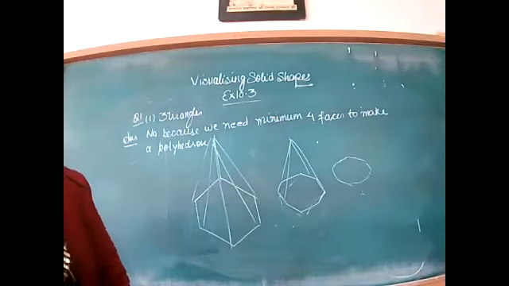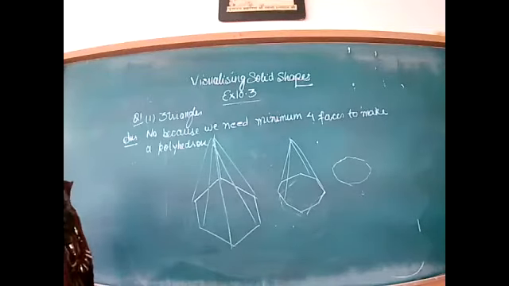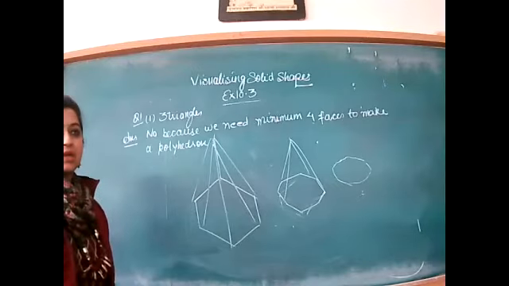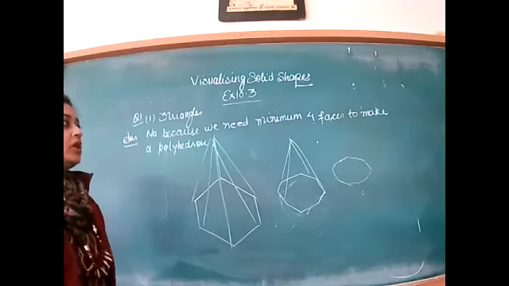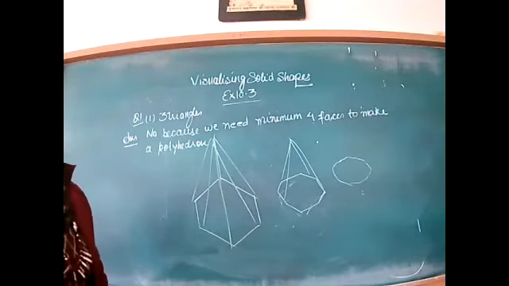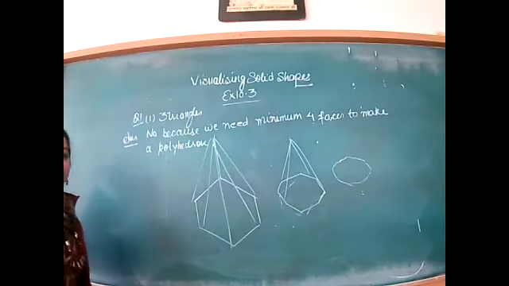If the number of sides of a pyramid is increased to some extent, then the pyramid will become a cone.